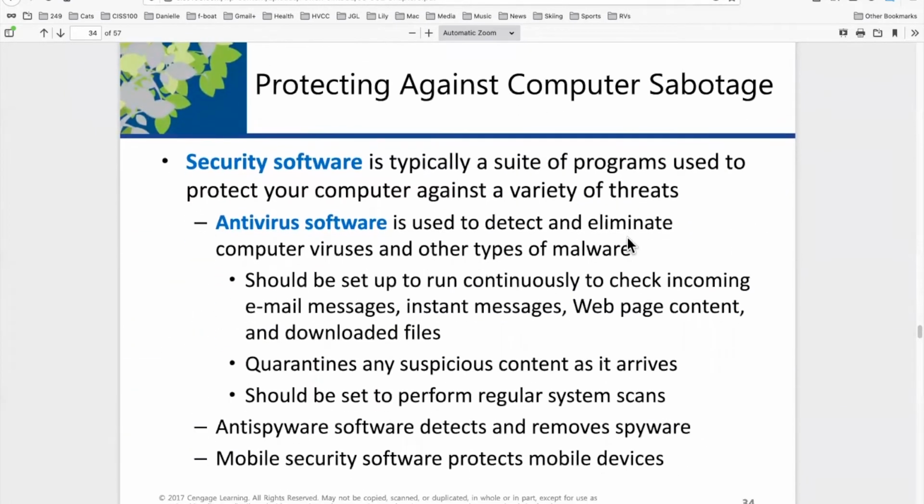Protecting against sabotage. Okay, hopefully everybody has antivirus software installed. However, please keep in mind to apply patches. As soon as a patch comes out, apply it. What we're trying to prevent and thwart is zero-day attacks. A zero-day attack is when something comes out, some virus or worm, and before there are any safeguards or protections against it, it starts infecting.